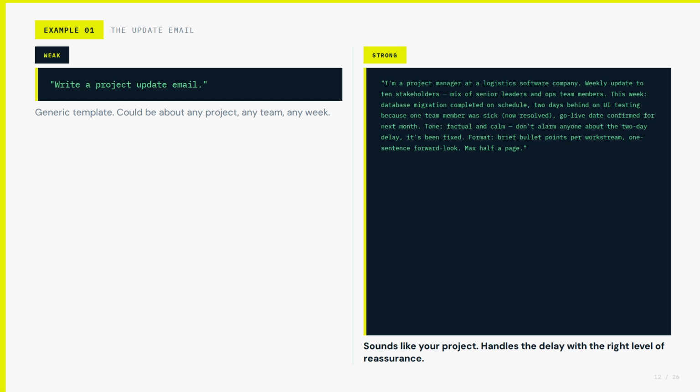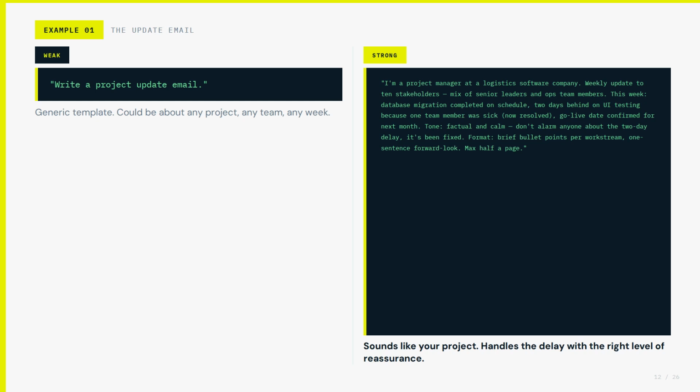Strong description: I'm a project manager at a logistics software company. I need to write a weekly update email to our 10 stakeholders, a mix of senior leaders and operational team members who work closely with the project. This week, we completed the database migration on schedule. We're 2 days behind on the user interface testing because one team member was sick, and we've just confirmed the go-live date for next month.